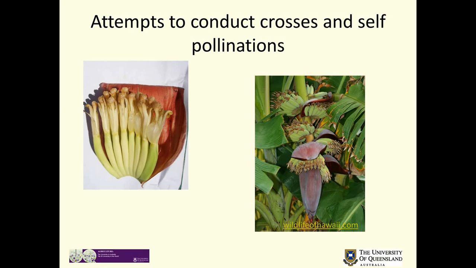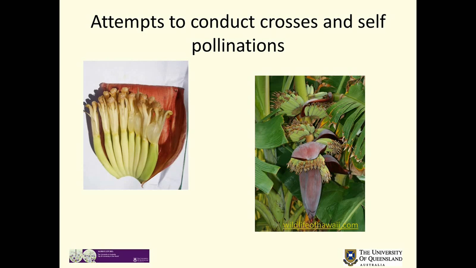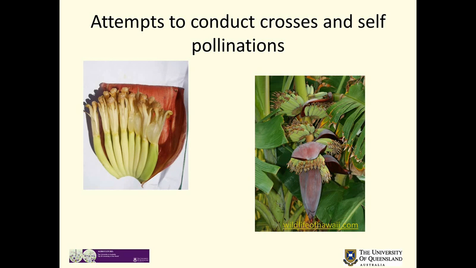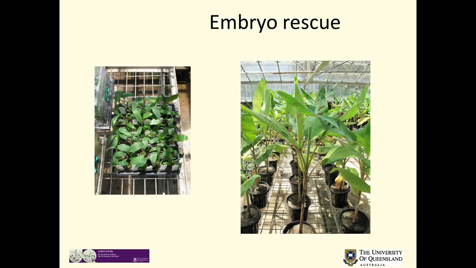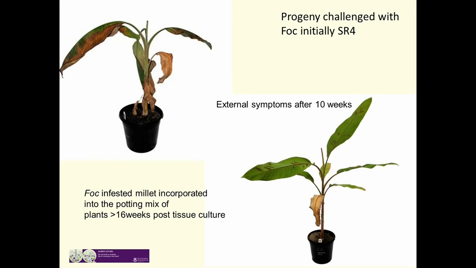So we've done that over several seasons. In southeast Queensland it's best done in the summer months, although we can still get some seeds over the winter. Further north you'd be able to do it all year round, I'm sure. And so we've harvested seed from that, and we've embryo rescued and grown the plants up, and again these skinny little things here in the glass house. Then we challenged them initially with subtropical race 4. We can't work with tropical race 4 here. We don't want anything to do with tropical race 4 in Queensland.